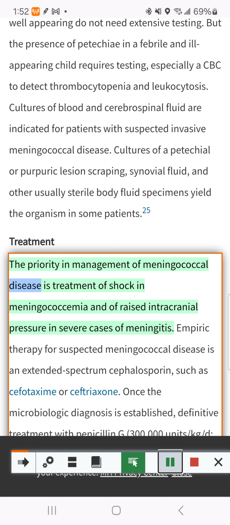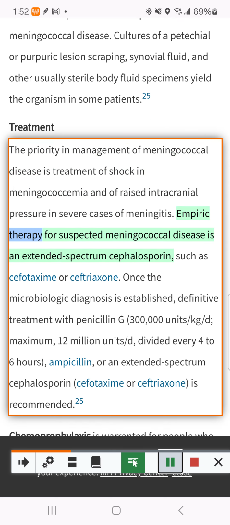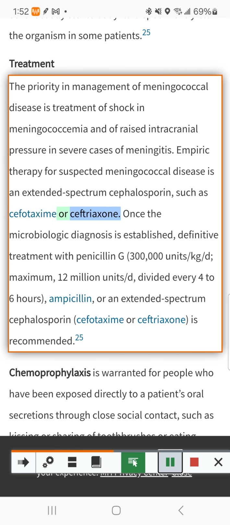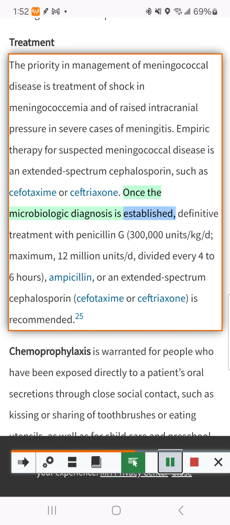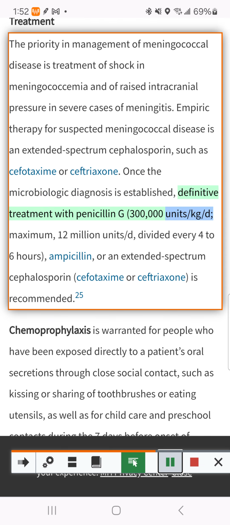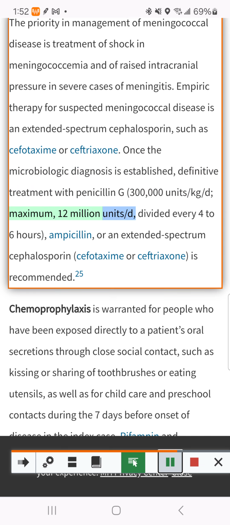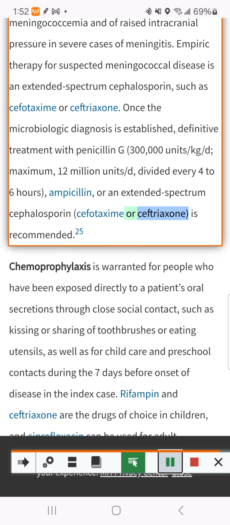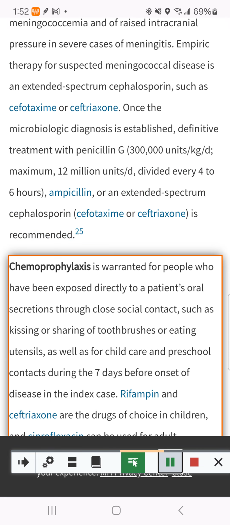The priority in management of meningococcal disease is treatment of shock in meningococcemia and of raised intracranial pressure in severe cases of meningitis. Empiric therapy for suspected meningococcal disease is an extended-spectrum cephalosporin, such as cefotaxime or ceftriaxone. Once the microbiologic diagnosis is established, definitive treatment with penicillin G, 300,000 units/kg/day, maximum 12 million units/day, divided every 4 to 6 hours, ampicillin, or an extended-spectrum cephalosporin, cefotaxime or ceftriaxone is recommended.